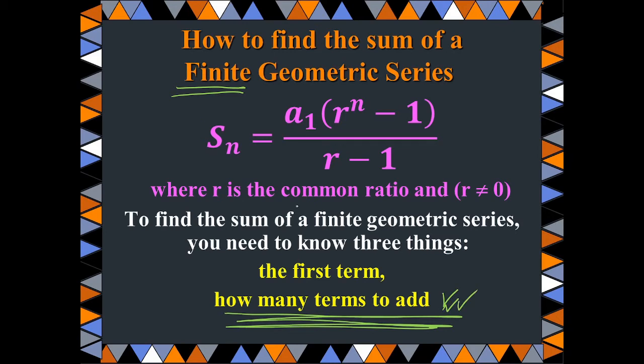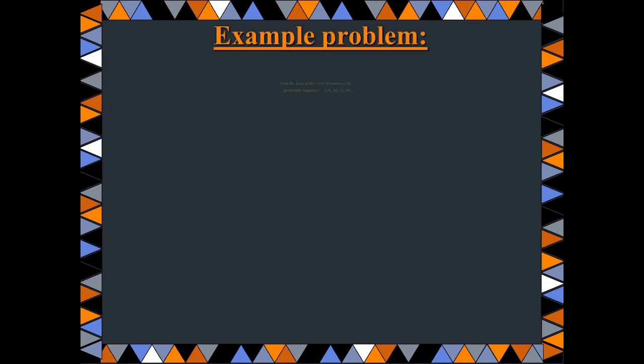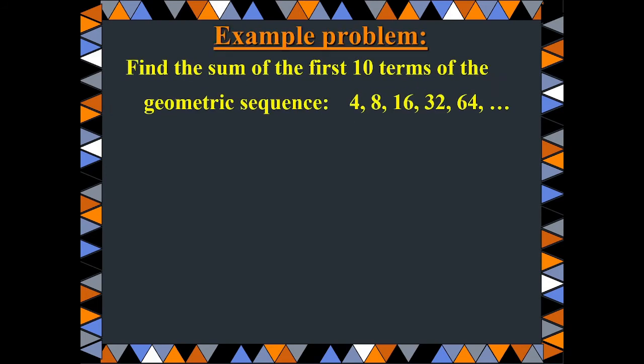So take note of this formula. S sub n is equal to the first term times, that's r raised to n minus 1 all over r minus 1. Let's make use of this formula in our first example. So we have here, find the sum of the first 10 terms. So how many numbers do we have? How many terms are we adding?